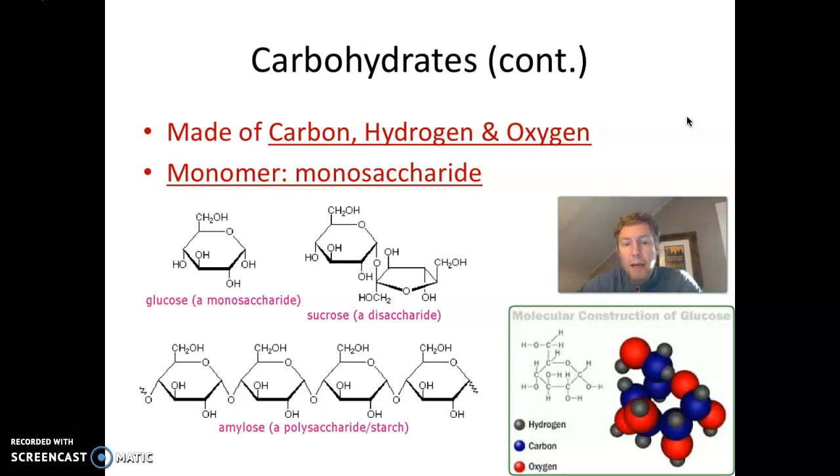Carbohydrates are made up of three different types of atoms: carbon, hydrogen, and oxygen. A single unit of a carbohydrate, or the monomer, in other words, is called a monosaccharide. Saccharide means sugar, so a single sugar. All right? If you look at the pictures now, you'll see that we have glucose, which is a monosaccharide. Sucrose is a disaccharide, which is two. And then we see our polysaccharide, or our polymer, of amylose.